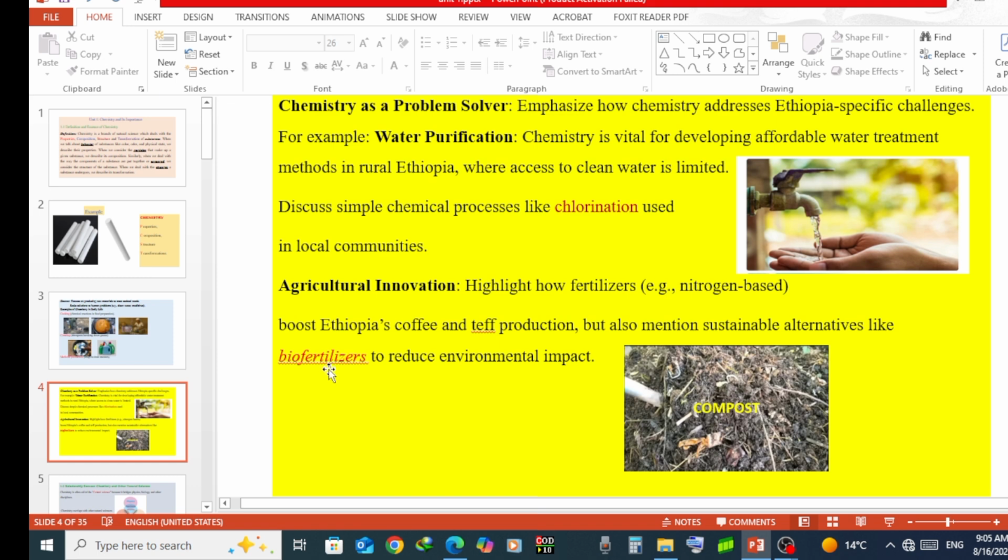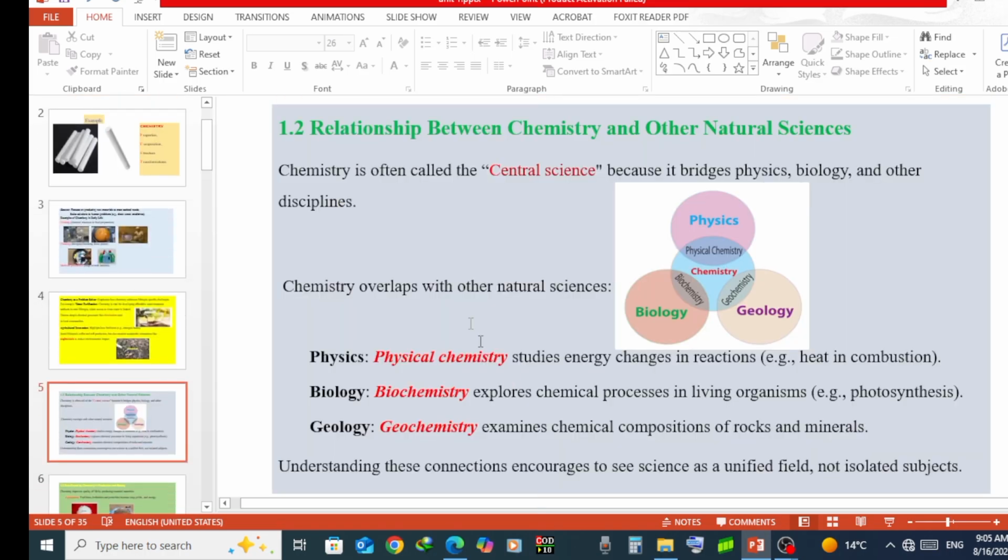The effect of biofertilizers in agricultural innovation is also the essence of chemistry. And the other thing is the relation between chemistry and other natural sciences. Under this we have tried to see different portions of this. Chemistry is a central science, we have said, because it bridges physics, biology and other disciplines.